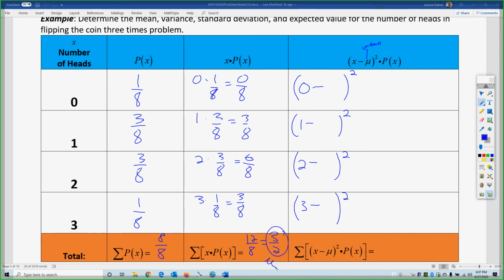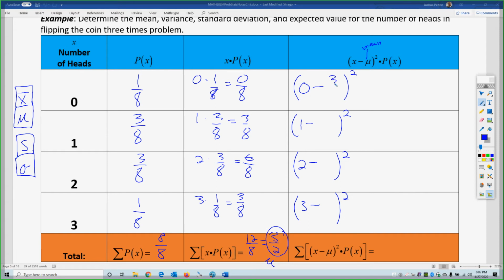Keep in mind, you have this and this that both mean mean. This one is for sample. This one is for population. In prior chapters, we only had samples. Here we have the entire population of all possible outcomes. Likewise, this was used for standard deviation for a sample, and that is the population standard deviation, because we have all the possible values.